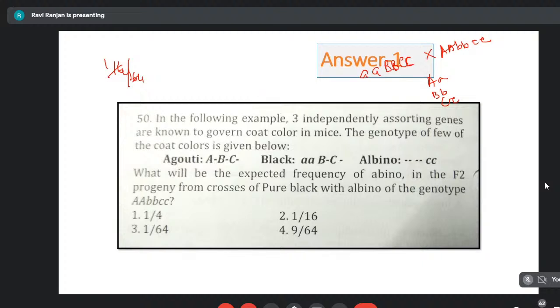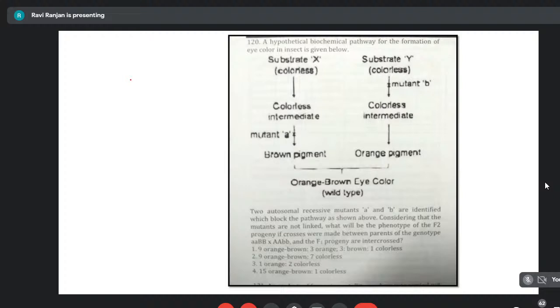Okay. I think we are running short of time, but these questions would be with you. Please go through them. This is the last question which I want you to attempt. A hypothetical biochemical pathway for the formation of eye color in insects is given below. There are autosomal mutants A and B. If you have capital A, it will give brown color. If you have capital B, you have orange color. If both are present, it is orange-brown, so it is an example of co-dominant expression. Consider the mutants are not linked.